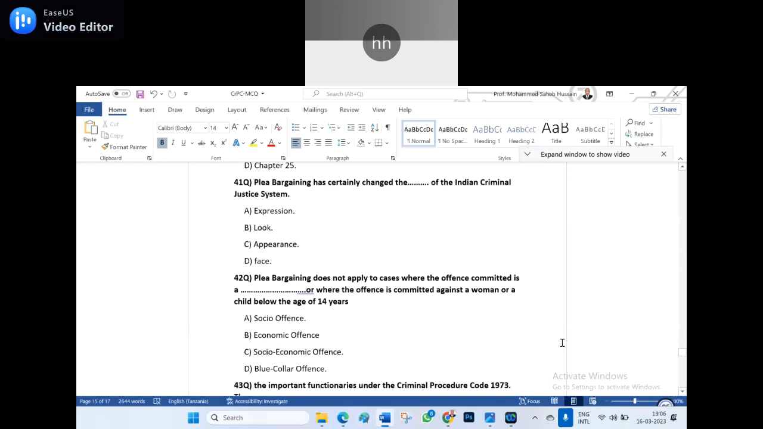Okay, 42nd question. Plea bargaining does not apply to the cases where the offense committed is dash or where the offense is committed against a woman or a child below the age of 14 years. A. Socio offenses. B. Economic offenses. C. Socio-economic offenses. D. Blue collar offense. C, socio-economic offense. What is another name for the socio-economic offenses?